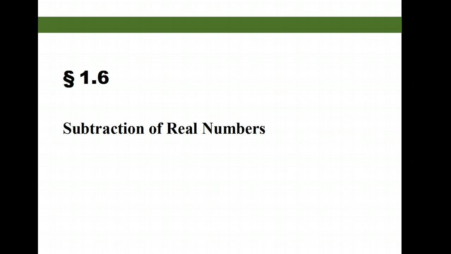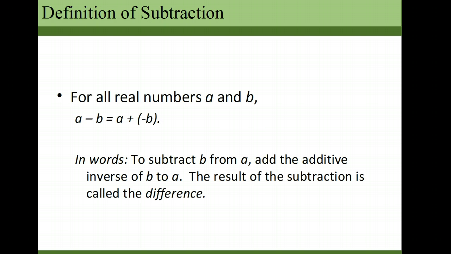So let's first start out with a definition of subtraction. For all real numbers a and b, remember that a and b are allowed to be real numbers, positives or negatives, we define subtraction to be the following. The difference between a and b, or a minus b, is defined to be a plus negative b. In words, to subtract b from a, we add the additive inverse of b to a. So instead of subtracting b from a, it means the same thing as adding the additive inverse of b to a.